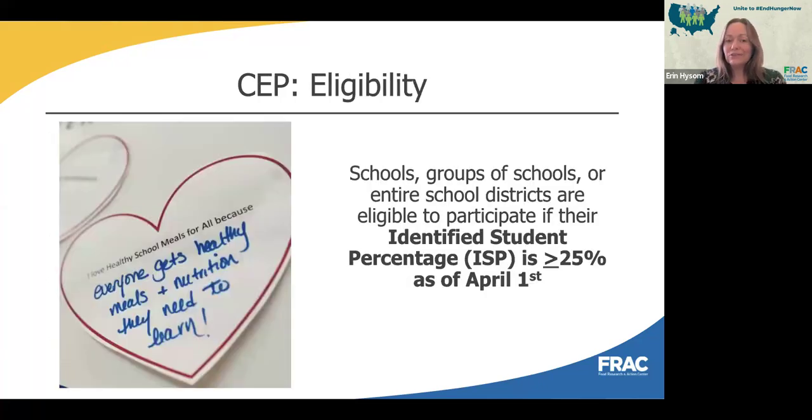So what makes a school eligible? Eligibility is based on something called the identified student percentage. Schools, groups of schools within a single district, or an entire school district can participate in CEP if their identified student percentage, or their ISP, is greater than 25%. And it has to be greater than 25% as of April 1st. So the data must be reflective as of April 1st.